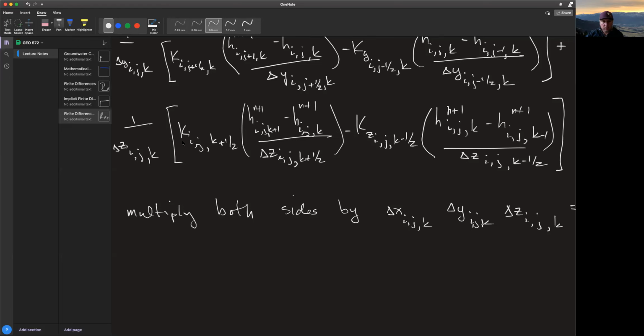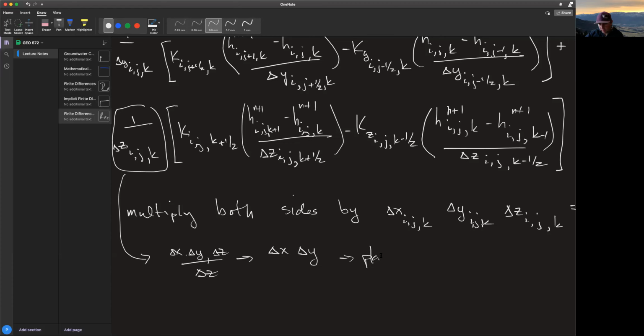So if I do that, let's just look at this term here, right? If I multiply by delta x, delta y, delta z, so delta x, delta y, delta z over delta z, we'll all end up with delta x times delta y, which is a plane of area, and I'm going to call it A sub z because it's the area perpendicular to the z direction. All right.